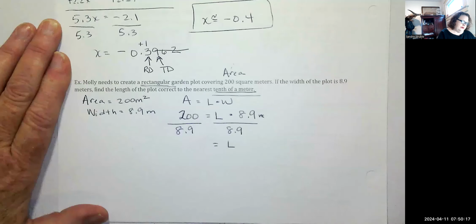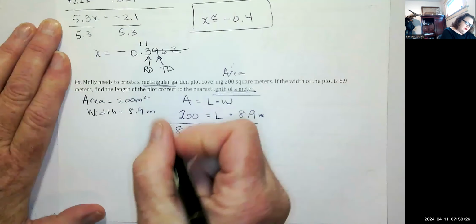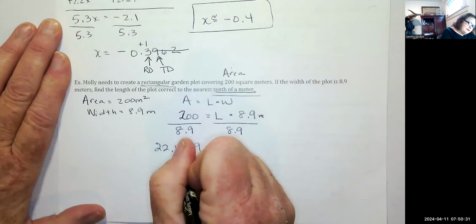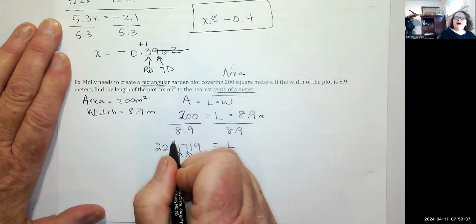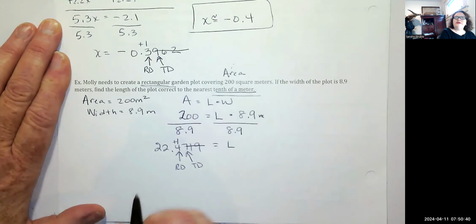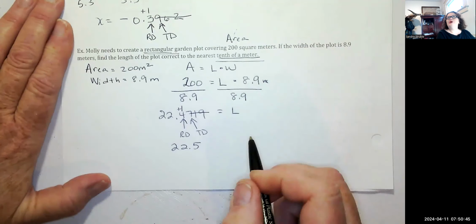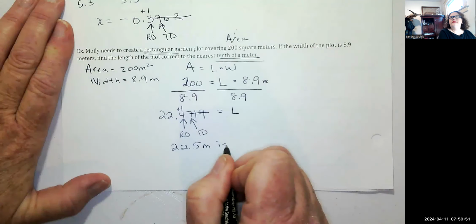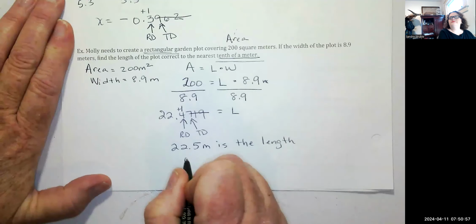And my length, definitely has to be positive. Length can never be negative, is 22.4719. I need to round to the tenth place. That's my rounding digit. 7 is my test digit. It is 5 or greater. So I'm going to be adding 1 to my tenth place, getting rid of everything else. 22.5. And then I need a sentence and correct units. 22.5 meters is the length of the garden plot.